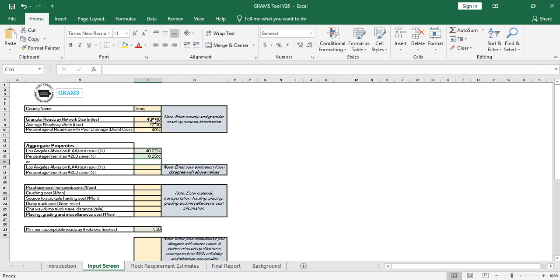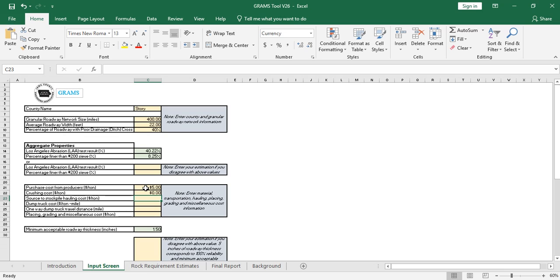If the user wants, they can put in their own LA abrasion and percentage of fines content information in these two cells, but we're not going to do that. Then the user needs to put in some cost information. We're going to assume the purchase cost is about $5 per ton. A couple of the counties have crushing cost. We're going to assume it's 0 for Story County.